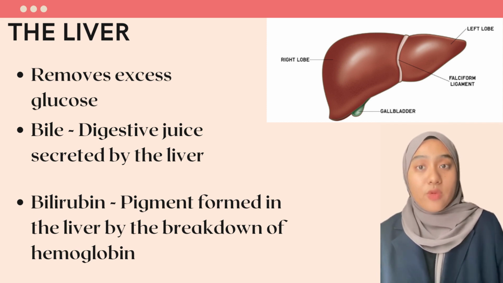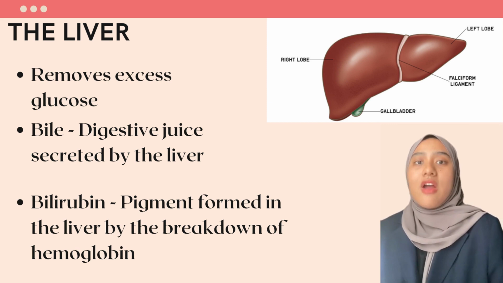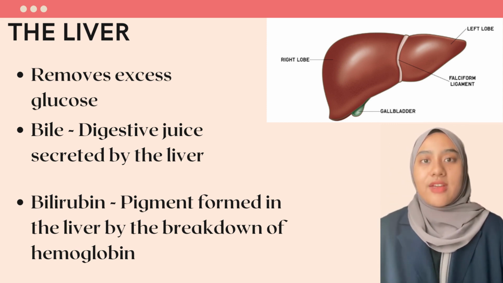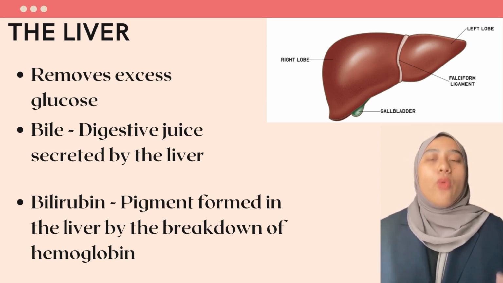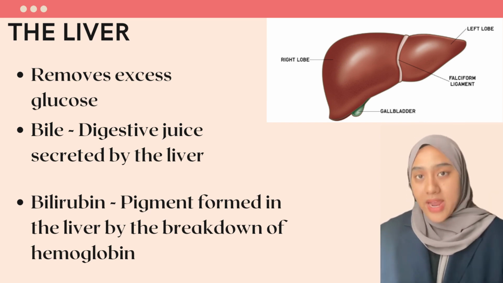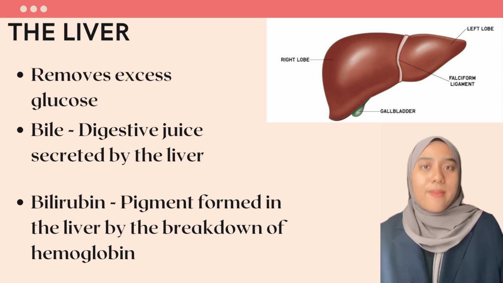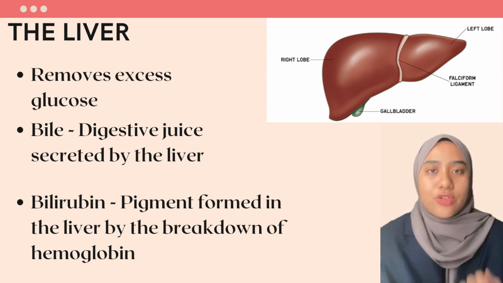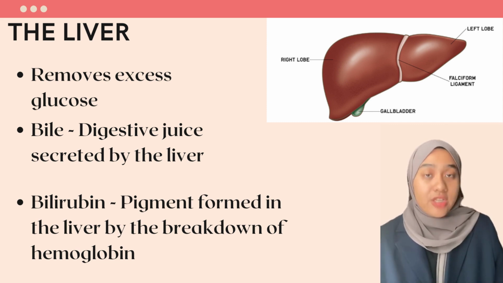The liver removes excess glucose, which is commonly known as blood sugar, from the bloodstream and stores it as glycogen. Glycogen is a form of glucose that is stored in the liver and muscles. When the blood sugar level is low, the liver converts glycogen back into glucose and releases it for use by the body. Next, bile, which aids in the digestion of fats, is a digestive juice secreted by the liver that is necessary for the digestion of fat.